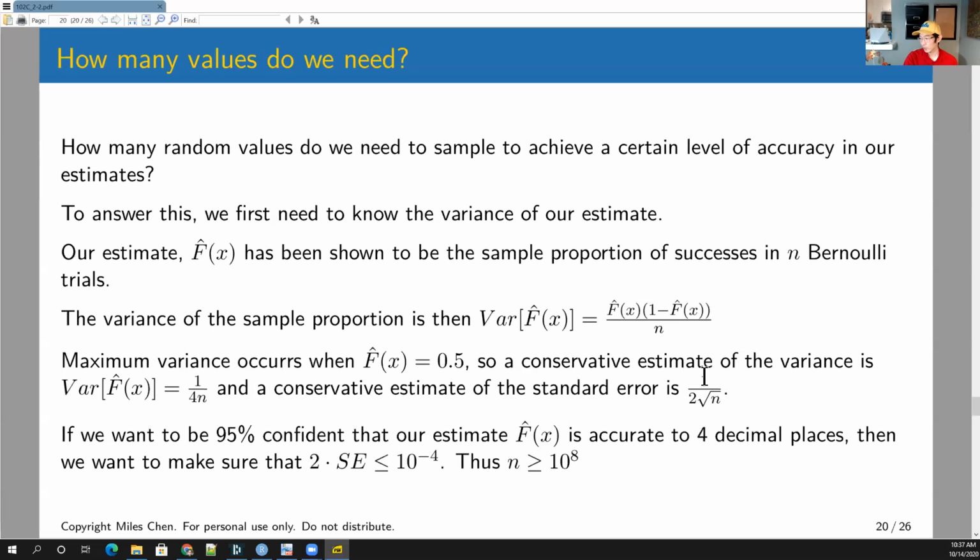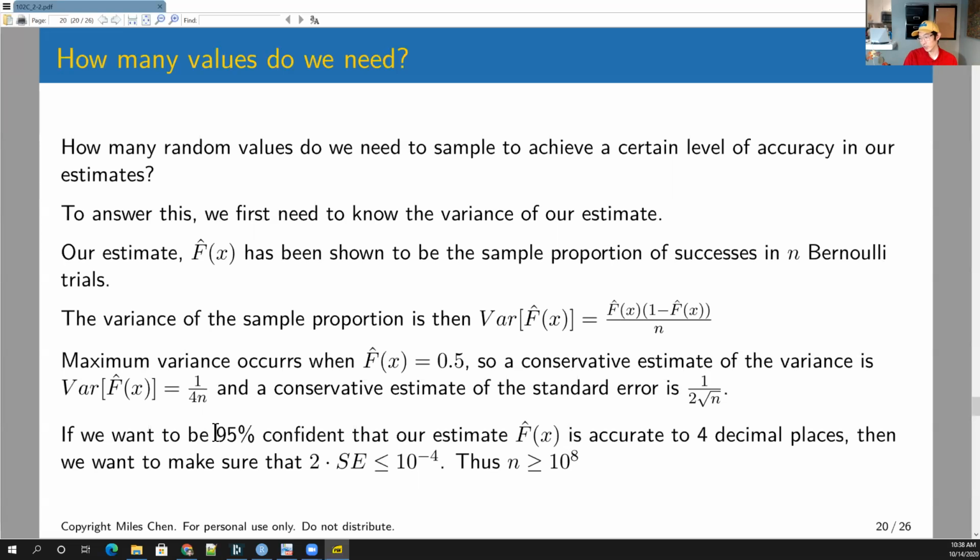So the amount of improvement scales inversely with the square root of n. That aligns with what you learned in your intro stats class: if you want your standard error to cut in half, you need a sample that's 4 times as big. And if you want your standard error to go down by a factor of 10, you need to increase your sample size by a factor of 100.